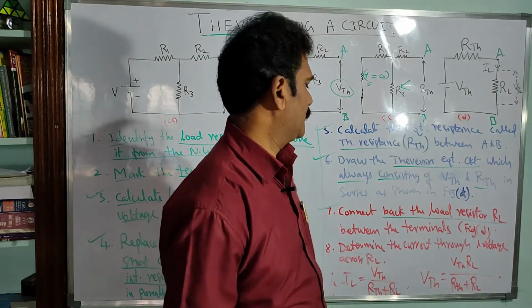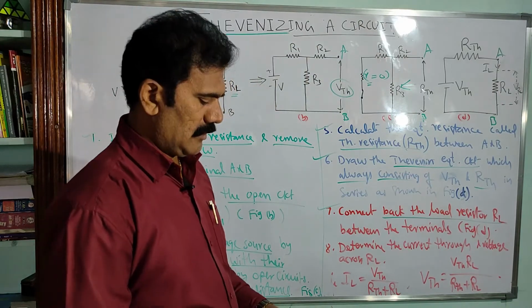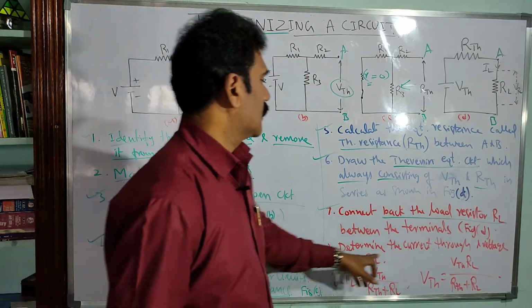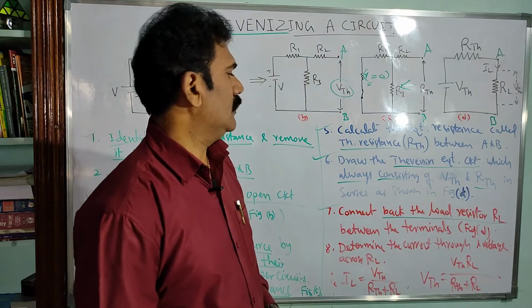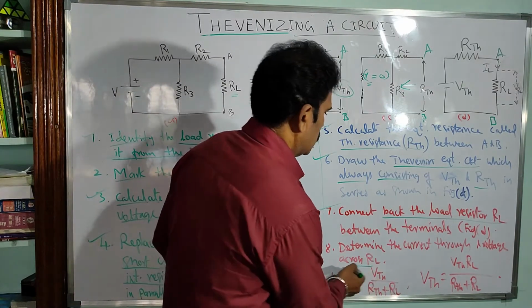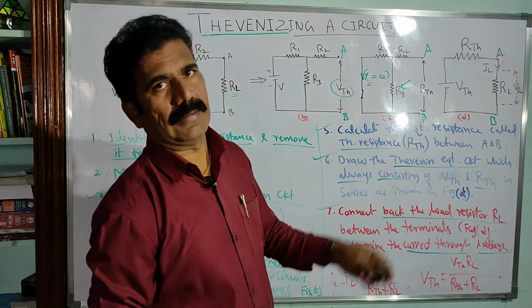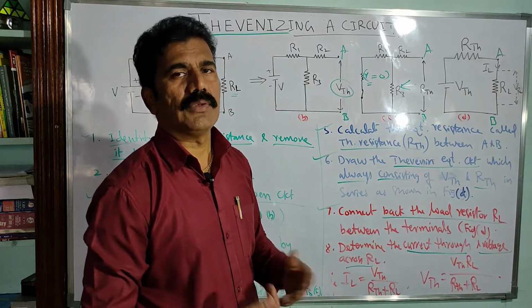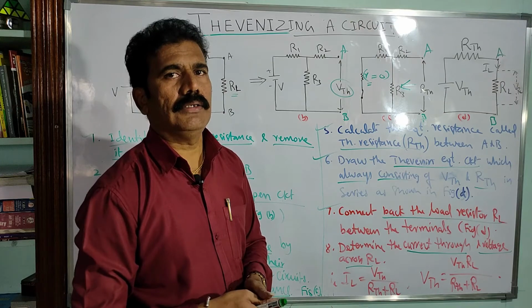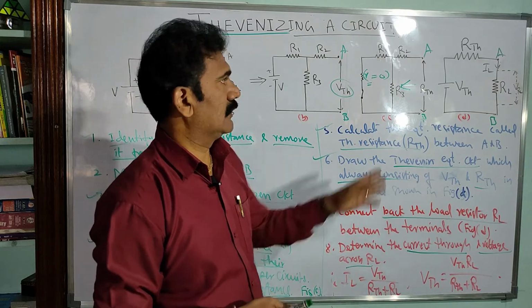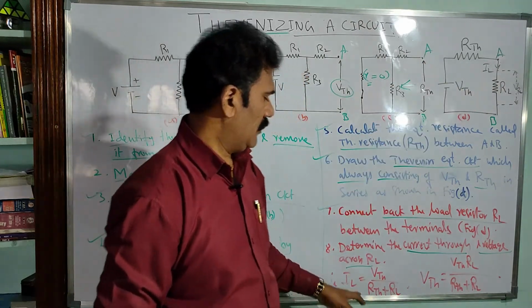Then you can measure or calculate the current through and voltage across RL. Current is always measured through and voltage is measured across RL. So those values can be measured and calculated. How do you calculate? The formula is there. To calculate, you can apply Ohm's law.